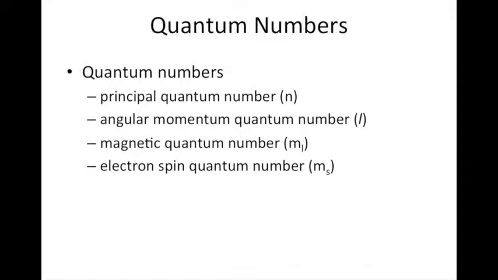So let's talk about these four quantum numbers. Again, be sure you appreciate what they're telling us. The four quantum numbers are the principal quantum number, which we abbreviate as n; the angular momentum quantum number, l; the magnetic quantum number, m sub l; and finally, the electron spin quantum number, m sub s. Let's go through each of these and figure out what information each tells us about the likely position of an electron in an atom.